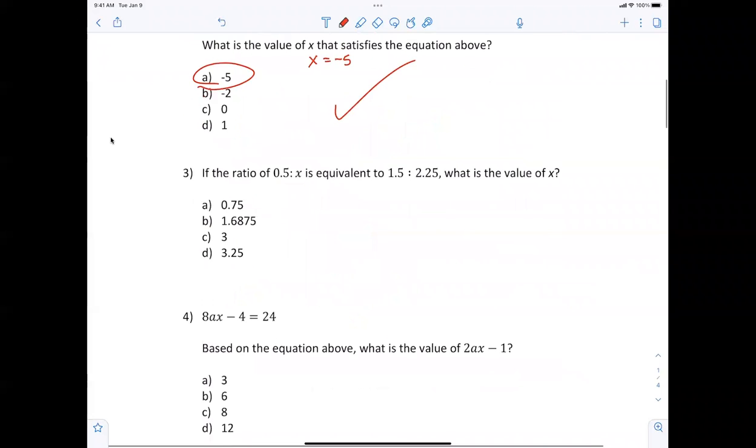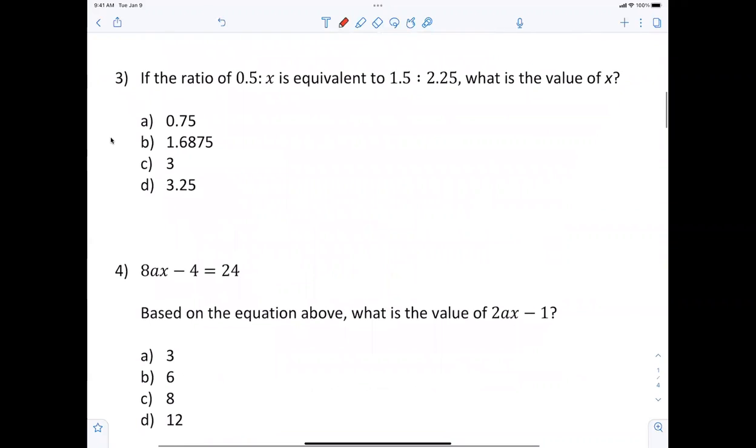Doesn't matter. Number 3, here we go. The ratio. Now, some of you guys right here didn't recognize this is just a proportion written in a different way. So I really want you to just say this is 0.5 over x is equal to 1.5 over 2.25. That's how I want everybody to write that down. It's just a different way of seeing the same proportion.